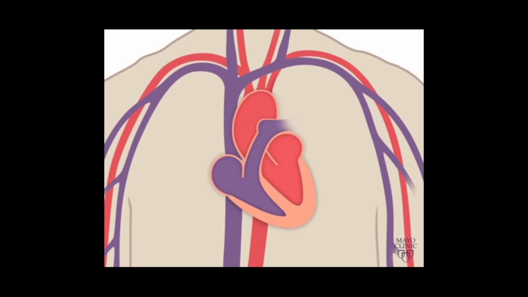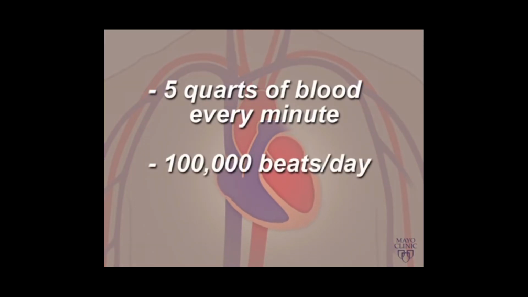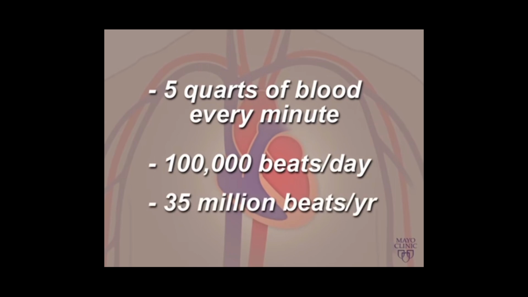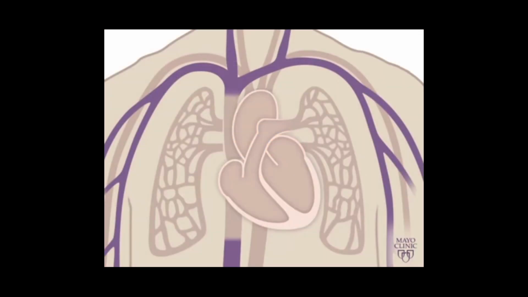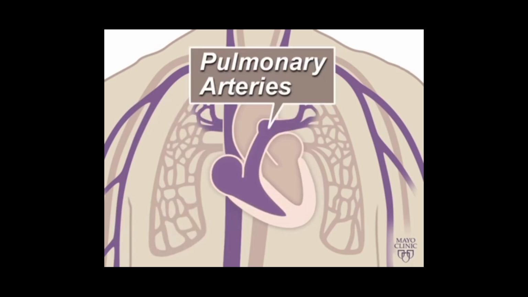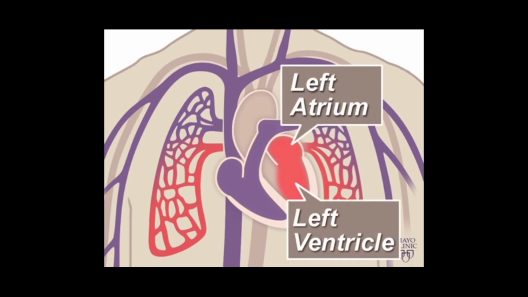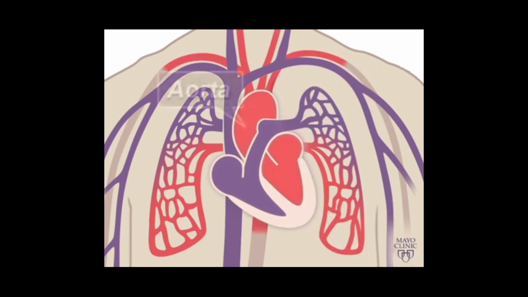In fact, your heart pumps about 5 quarts of blood every minute, and it beats about 100,000 times in one day. That's about 35 million times in a year. Oxygen-poor blood, blue blood, returns to the heart after circulating through your body. The right side of the heart, composed of the right atrium and ventricle, collects and pumps the blood to the lungs through the pulmonary arteries. The lungs refresh the blood with a new supply of oxygen, making it turn red. Oxygen-rich blood, red blood, then enters the left side of the heart, composed of the left atrium and ventricle, and is pumped through the aorta to the body to supply tissues with oxygen.